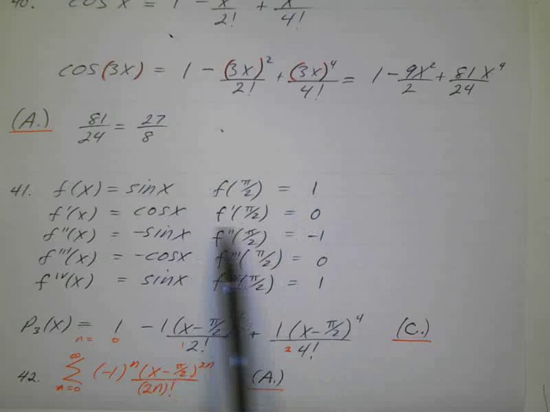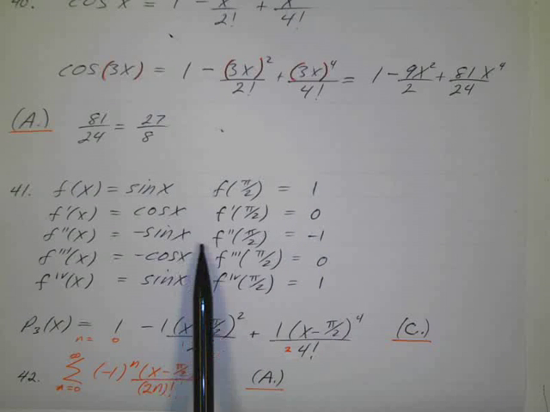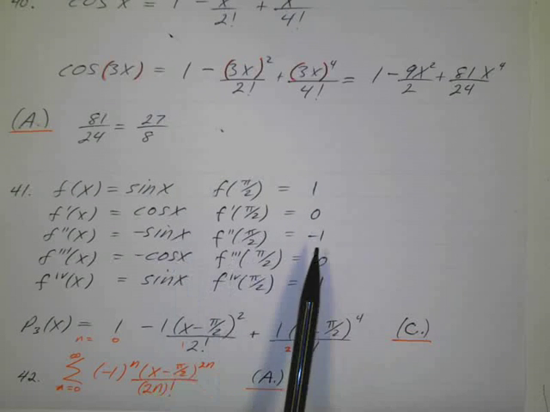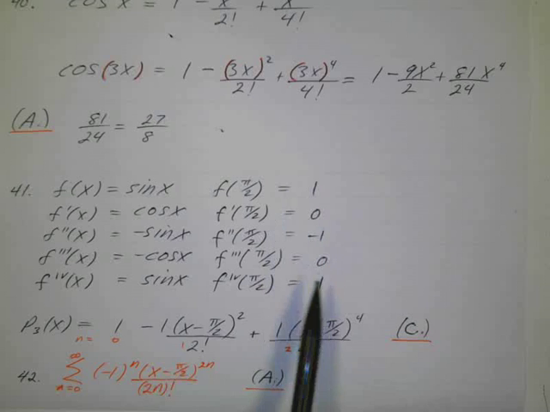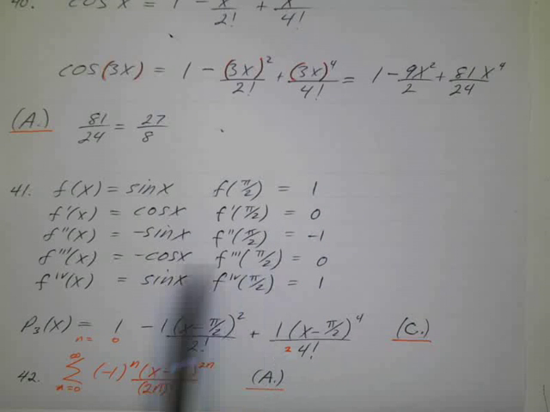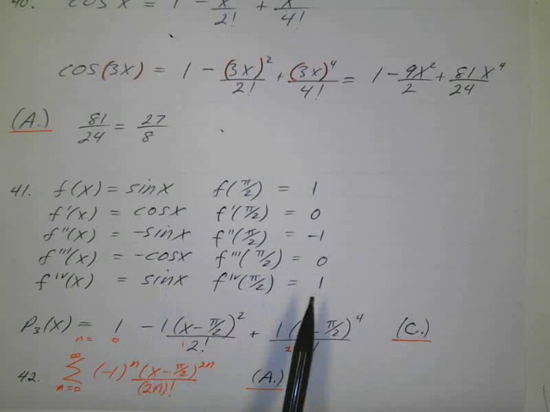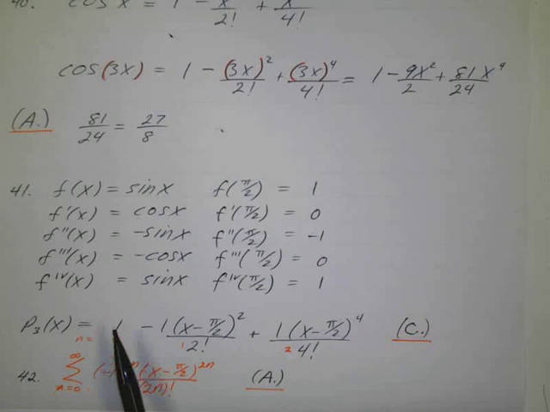So f of pi over 2: sine of pi over 2 is 1, cosine of pi over 2 is 0, negative sine of pi over 2 is negative 1, and then negative cosine of pi over 2 is 0, and then back to 1. So I'm skipping the middle terms.